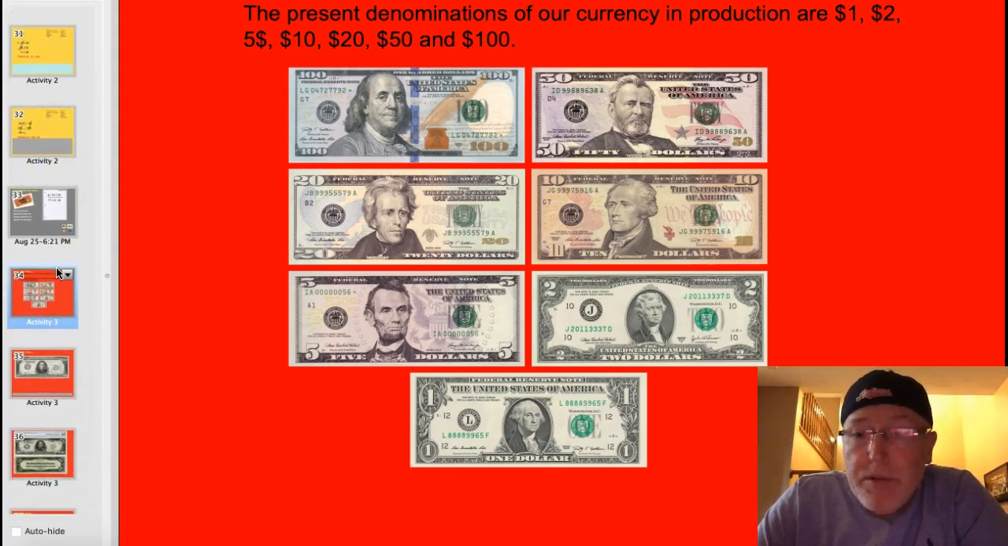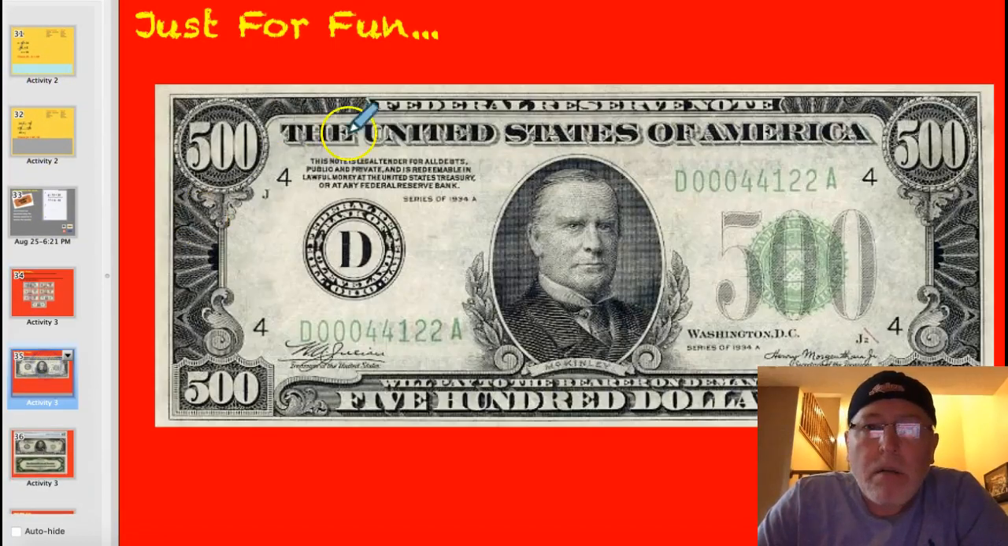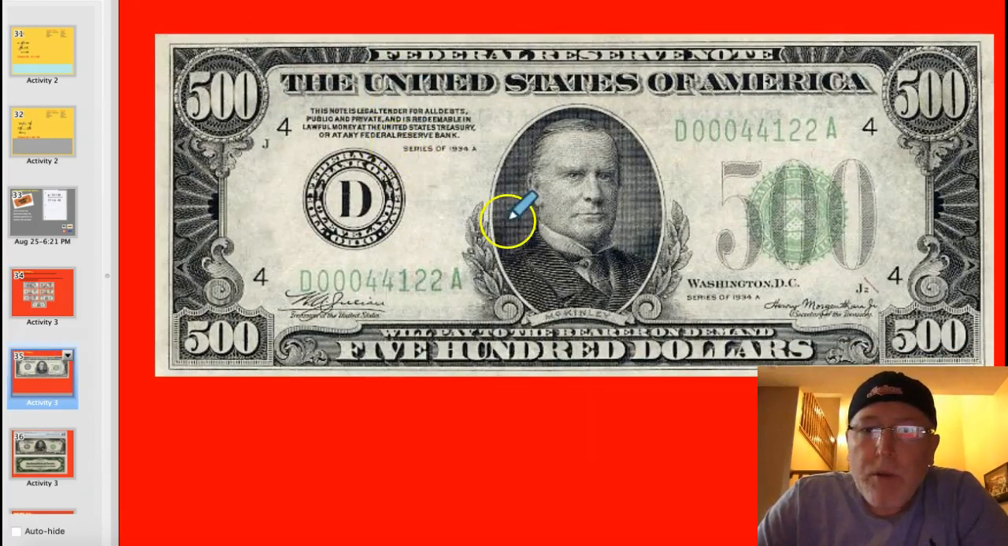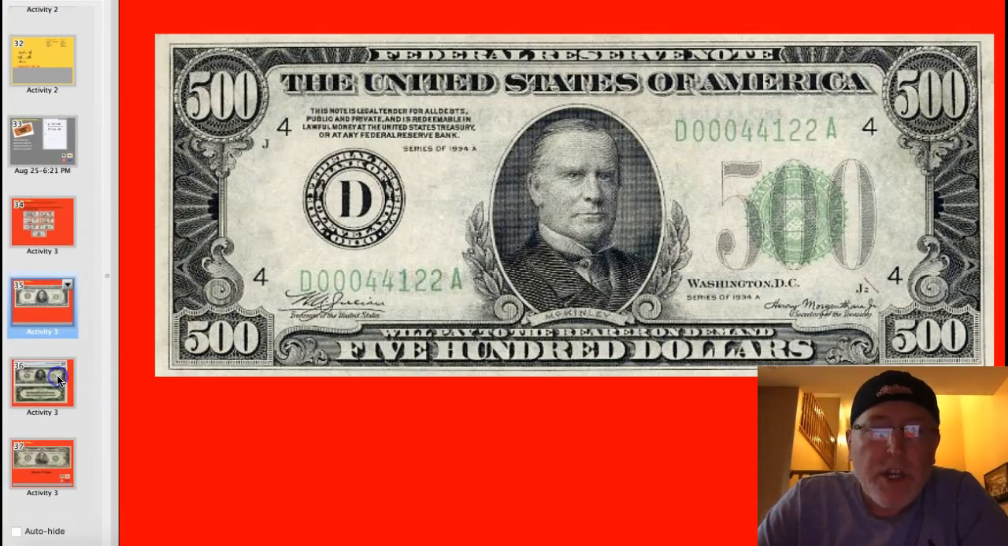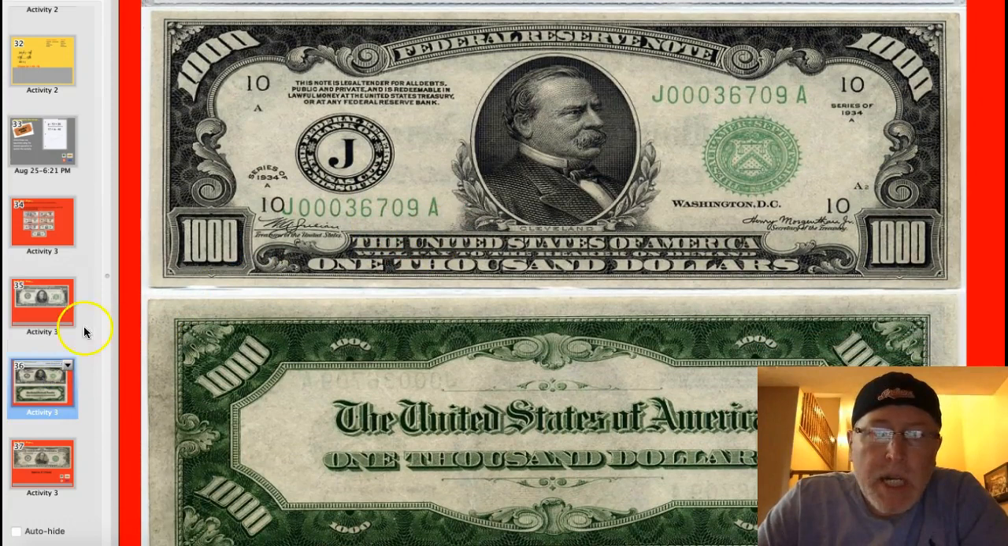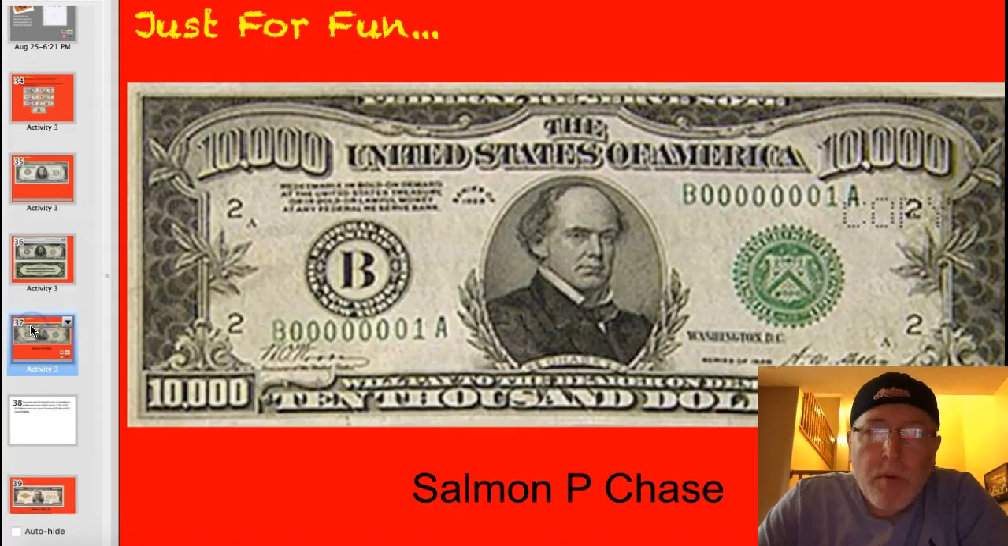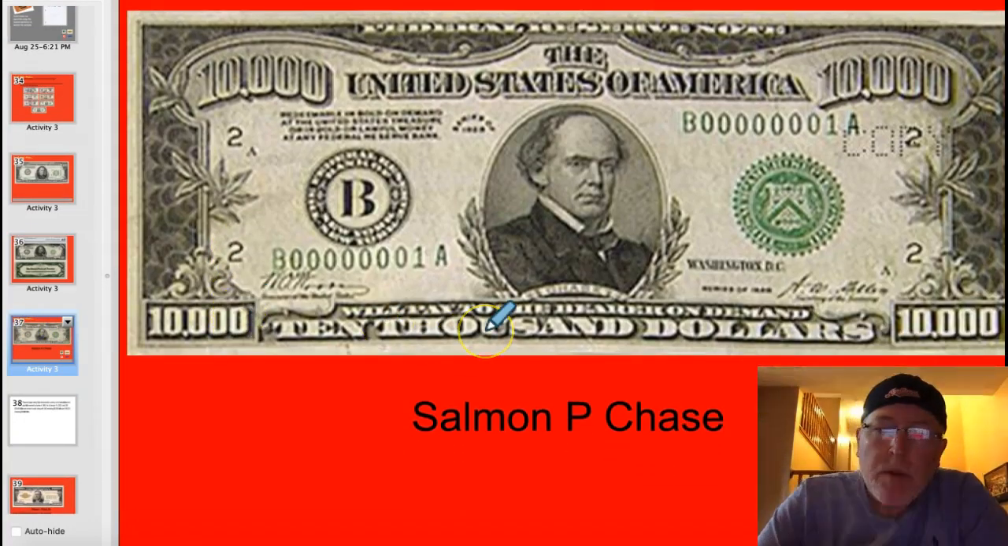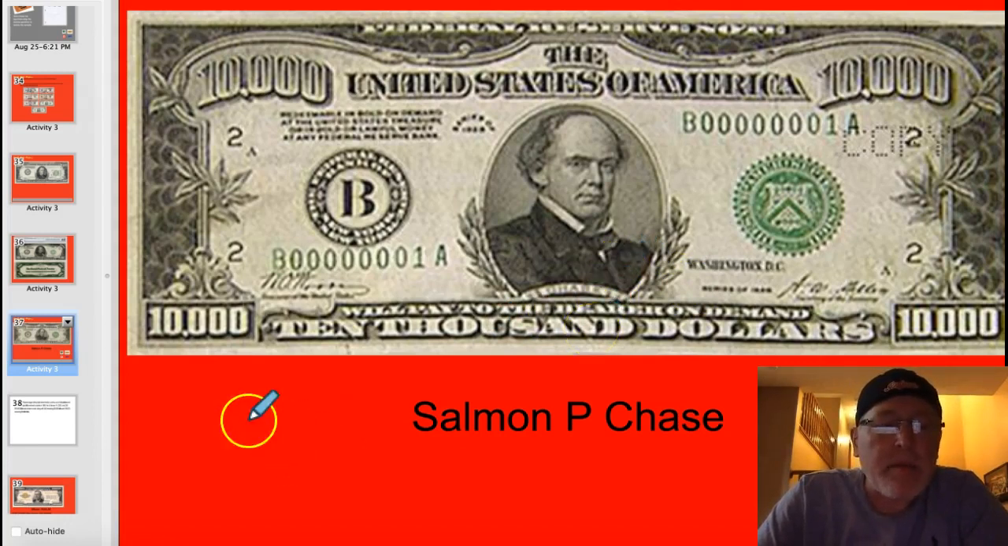Are there any discontinued currencies? Yes, there are. We used to have a $500 bill with McKinley on it. That baby was history, not in circulation anymore. We also had the $1,000 bill that had Cleveland on it. That one's not in circulation anymore. We even had a $10,000 bill with Chase on it. He was also the Secretary of Treasury. Something's fishy about that guy, though. I'm not exactly sure what, but think about it. You'll get it someday. All right.